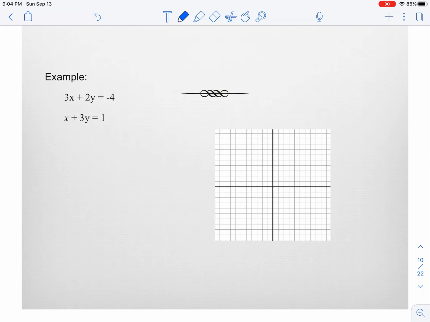I'd like you to do this one by hand to begin with, and then we'll do it quickly on the calculator. So we have two equations, 3x plus 2y equals -4, and the other one is x plus 3y equals 1. What we want to do is put it in slope-intercept form, because when we do that, it's really easy to graph.